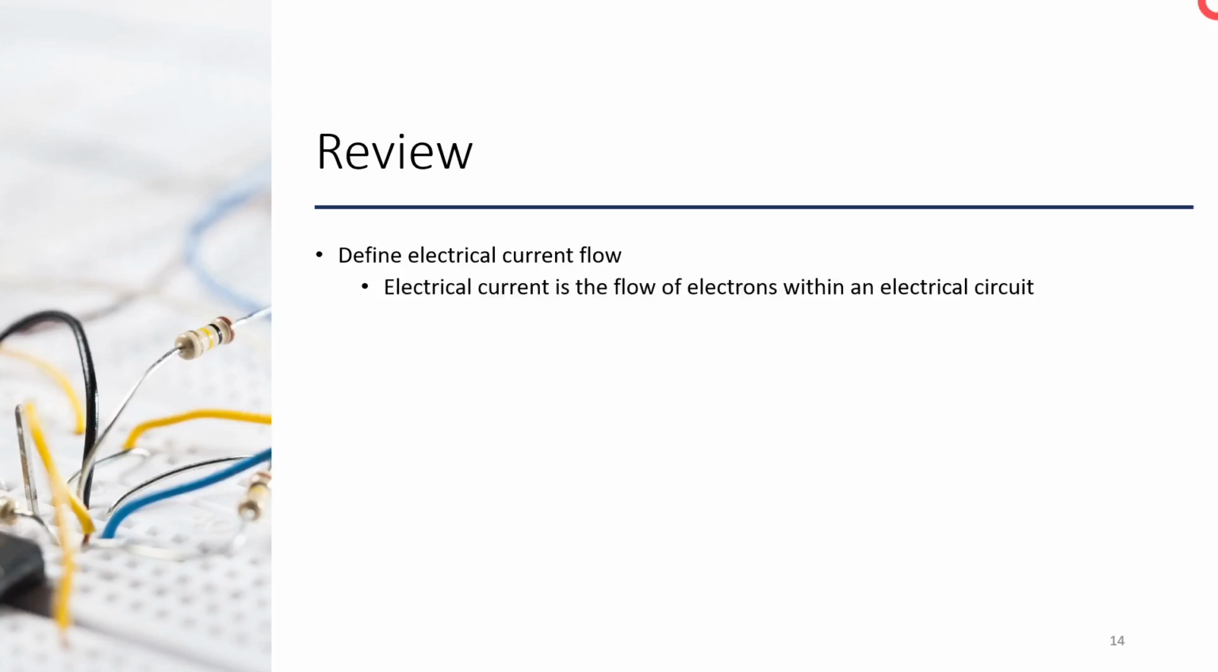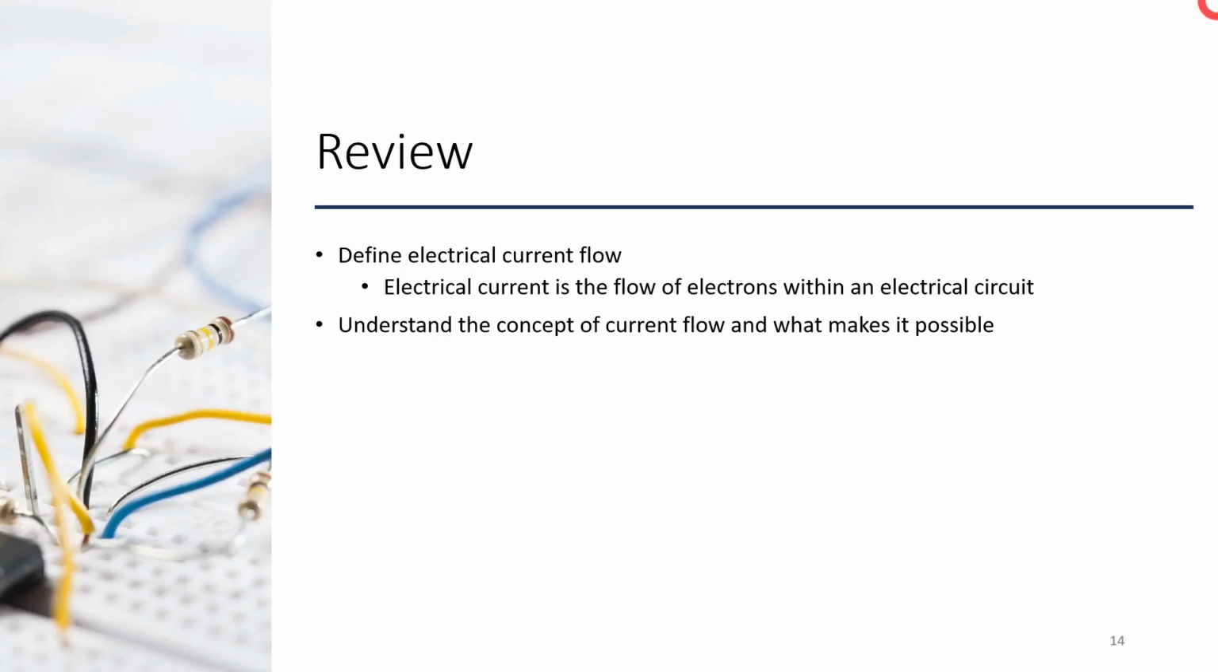Okay, let's review. Define electrical current flow. And like we did in the previous lesson, let's pause, think to yourself, and then come back to see the answer. Electrical current flow is the flow of electrons within an electrical circuit. We actually get the term electricity or electrical from electron because electrons are what actually move in the circuit, in an electrical circuit.